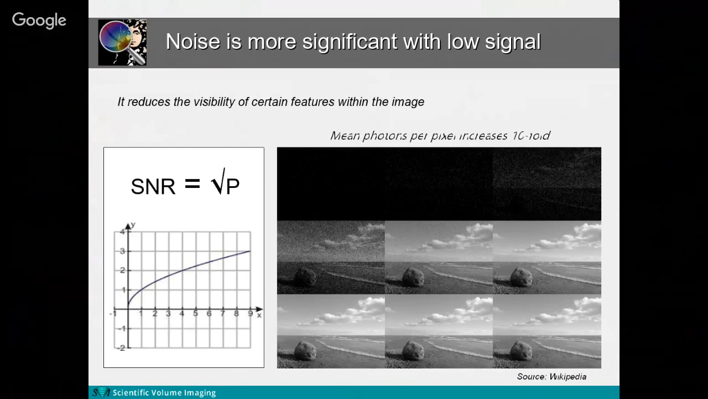Photon noise is more significant with low signal as it follows a square root relationship with the signal. So with more photons, noise becomes less of a problem. You can also see that in the right cartoon, where with every image from the left to right and top to bottom, the number of photons per pixel increases tenfold.